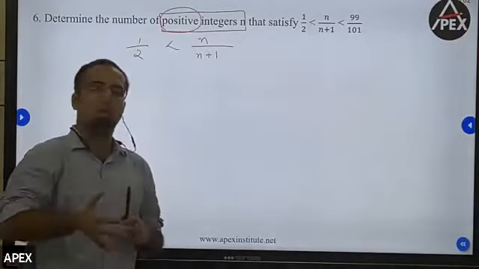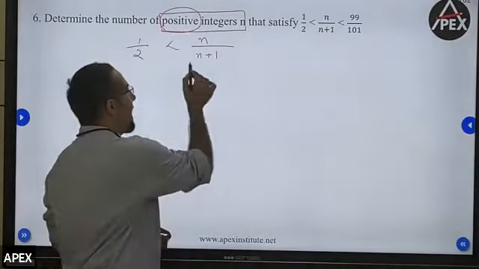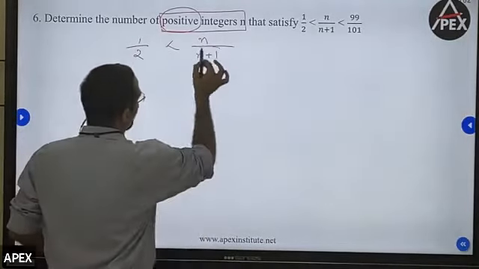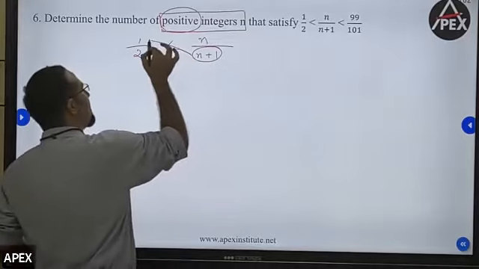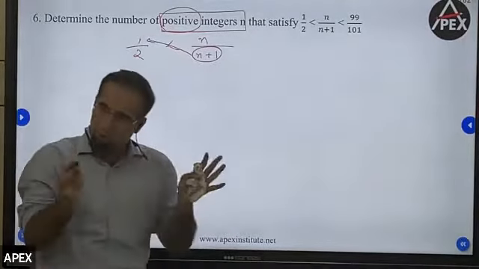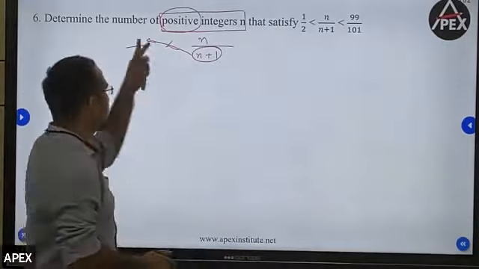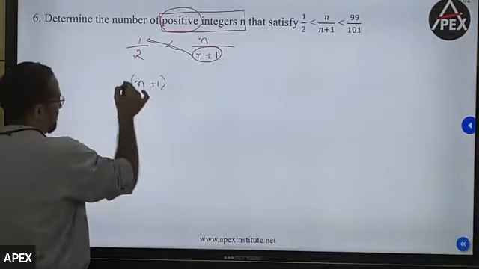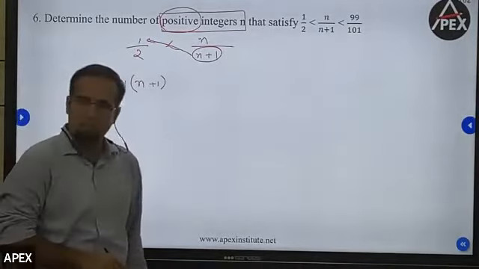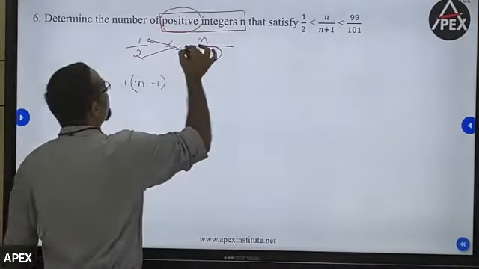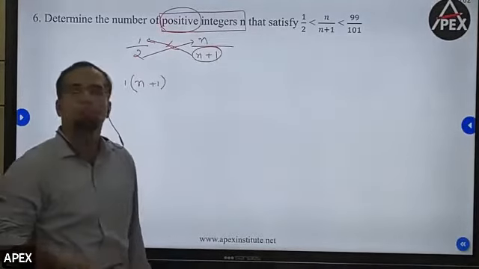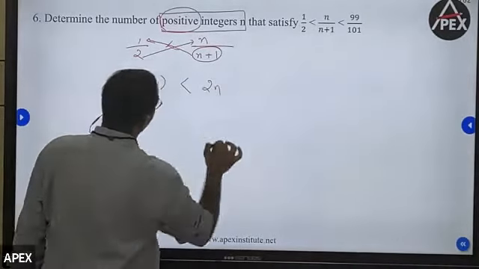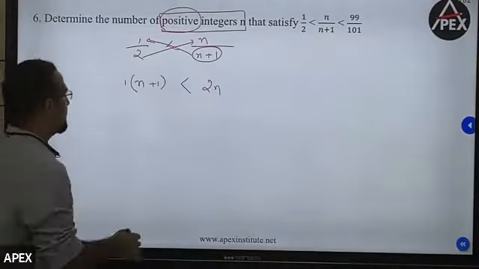Which means n is positive. If n is positive, I know n plus 1 is also going to be positive. So if this value is positive, I know that I can cross multiply and it will have no effect on my calculation. So this becomes n plus 1 into 1. At the same time, can I cross multiply 2 with n? Of course, yes, because 2 itself is a positive number. So when I cross multiply, the inequality remains as it is, less than. Clear? Or in short, what do I get here?